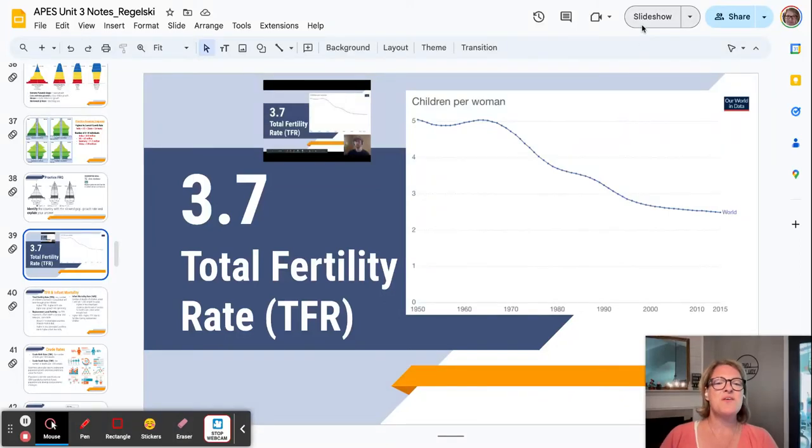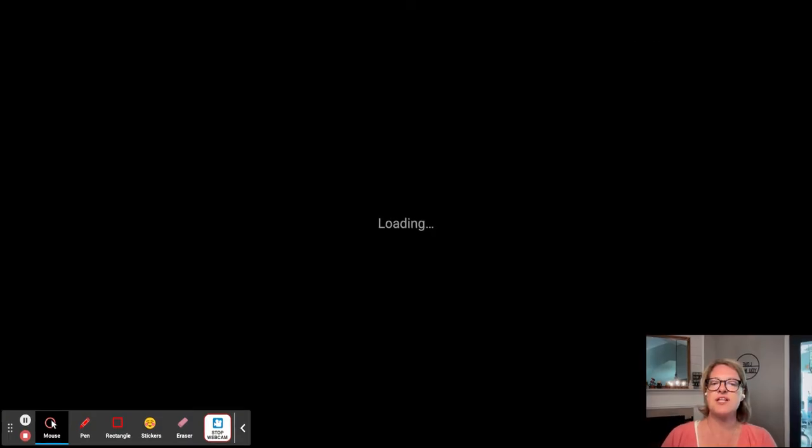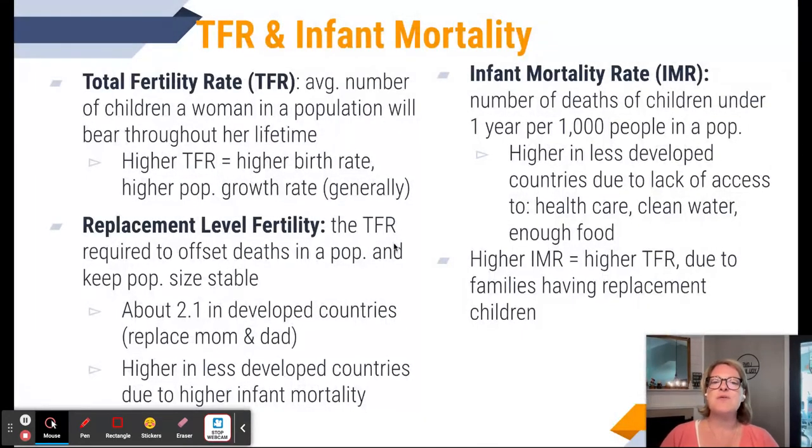Okay, so today's notes are going to be section 3.7, which is total fertility rate. Total fertility rate is the average number of children that a woman in any population will bear throughout her lifetime. So, for instance, I ended up having two children. So that would be my total fertility rate. All right.